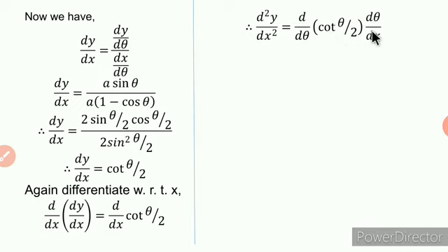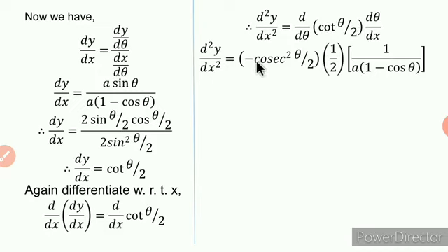Now we know the value of dx upon d theta. We find that value, and it is a multiplied by 1 minus cos theta. Here we require its reciprocal. Also we know the derivative of cot theta by 2 is minus cosec square theta by 2 multiplied by the derivative of theta by 2 with respect to theta, which is half. So we get d square y by dx square is equal to minus cosec square theta upon 2 into half, multiplied by 1 upon a into 1 minus cos theta.